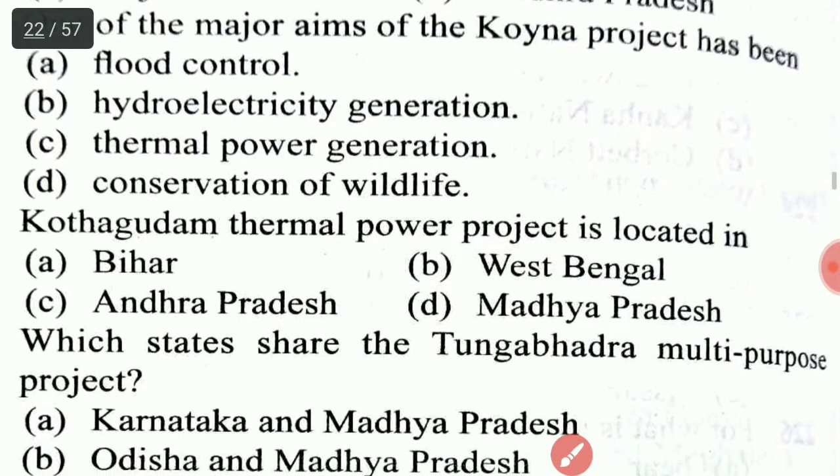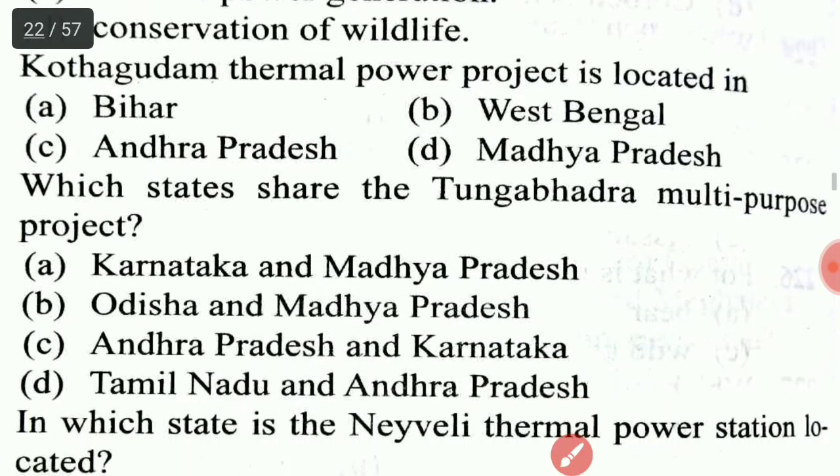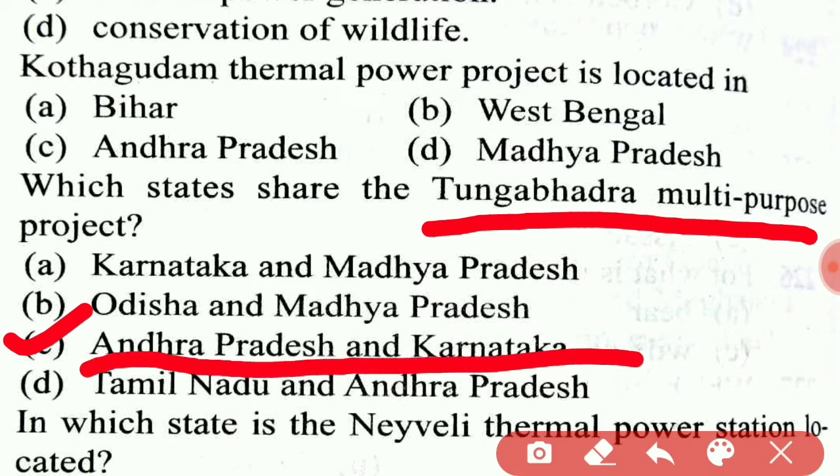Next, Kothagudam thermal power project is located in Andhra Pradesh. Option C is the right answer. Next, which states share the Tungabhadra multipurpose project? That is option C, Andhra Pradesh and Karnataka.